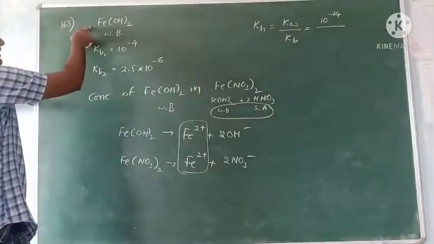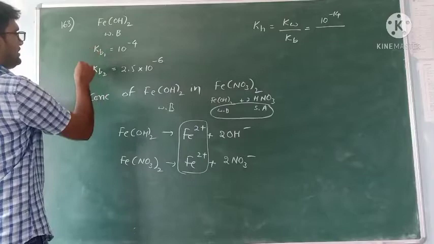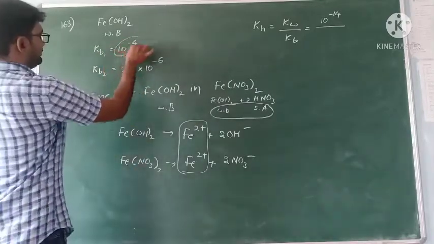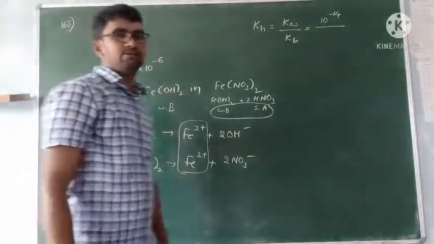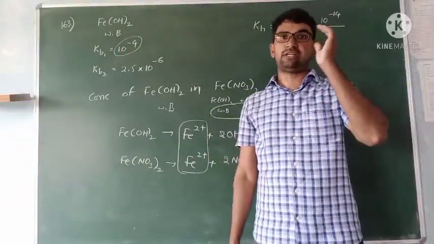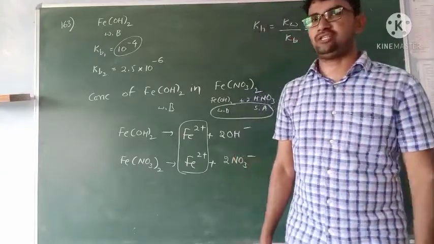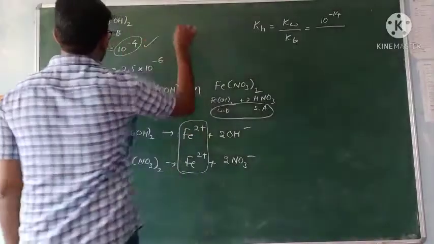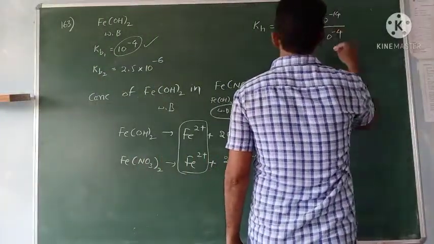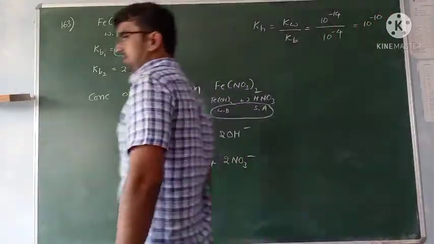Actually, this is a weak acid, so the Kb value is for the weak base. This is the first value, this is the second value. Which is the bigger value here? This is the bigger value. And we know that for any electrolyte, the first one is every time the highest dissociation constant value. So substitute that one only, 10 to the power of minus 4. So this one is 10 to the power of minus 10.